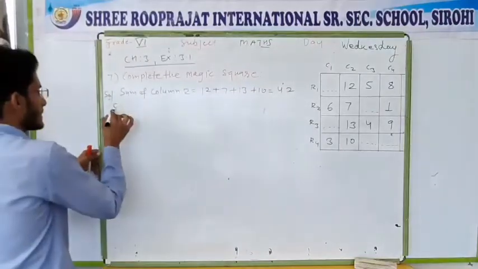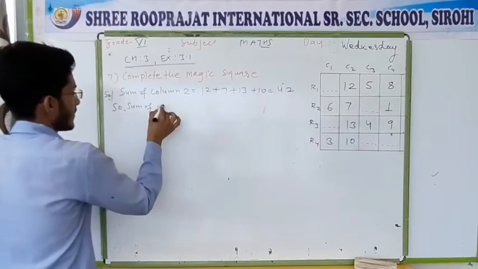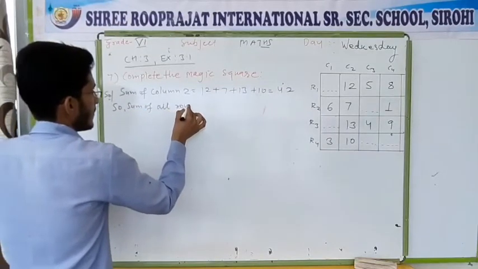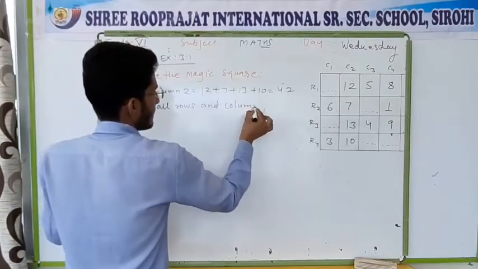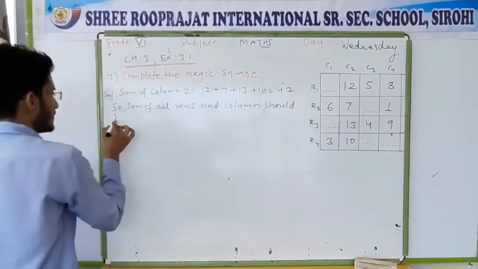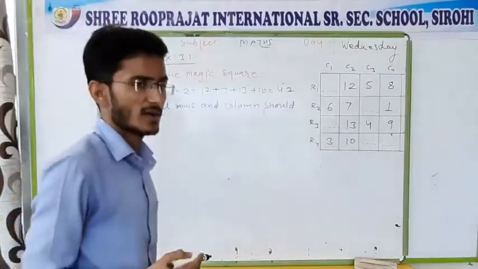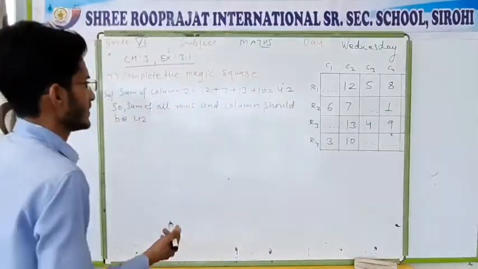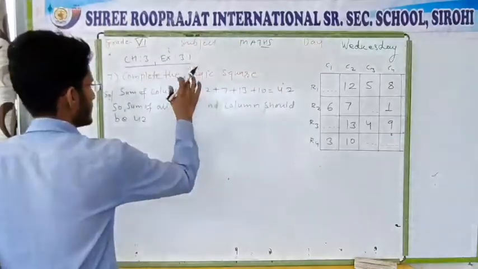So sum of all rows and columns should be 42. Then it becomes a magic square, otherwise it will not be a magic square. Okay, you can re-verify your sum.